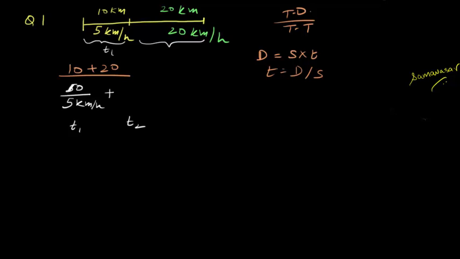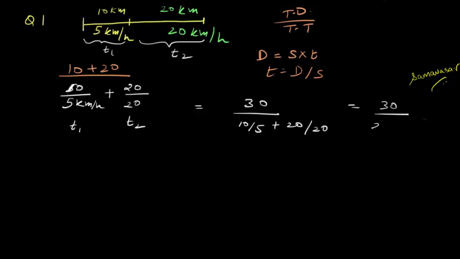That is the time taken to cover this bit: the distance, which is 20, divided by the speed with which the person is covering this, which is 20 kilometers per hour. So if I write this more neatly, I get 30 over (10 by 5 plus 20 by 20), which is equal to 30 divided by (2 plus 1), which is equal to 10 kilometers per hour. So my average speed is 10 kilometers per hour.